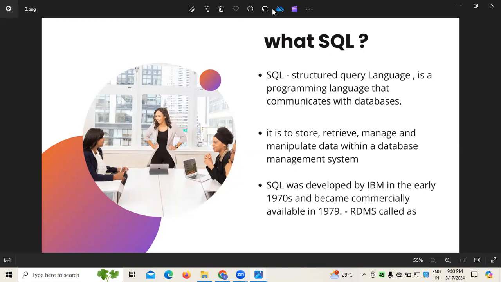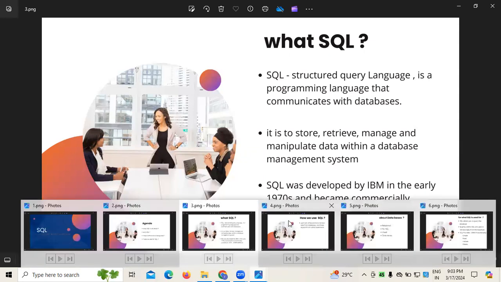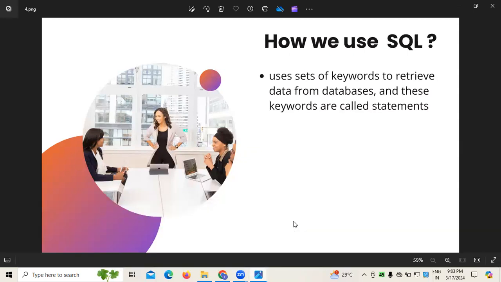For different purposes, the data we are managing in the database requires continuous understanding and continuous manipulation. For that, there are different queries which normally we write. For that, we require a programming query language which is called SQL. Clear to you, Nikita, right? Yes. Next, how do we use SQL?